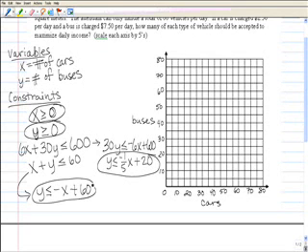Alright, so let's go ahead and begin graphing these. The first one, x is greater than or equal to 0. So let's just graph the line x equals 0. Well, that is along the y-axis. So let's draw a vertical line along the y-axis. Let me change my color here so you can see it.